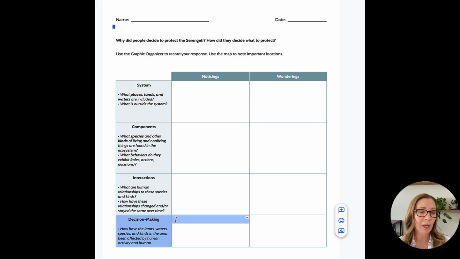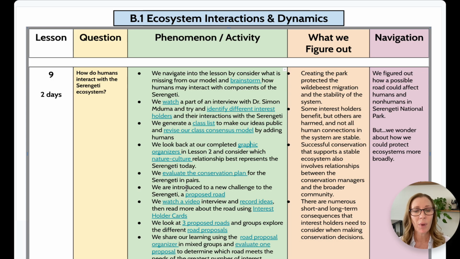And then some decision making. So this was our lens as we looked at the conservation plan the first time. It also helped introduce us to the Serengeti. But now we're going to use this to evaluate their conservation plan.